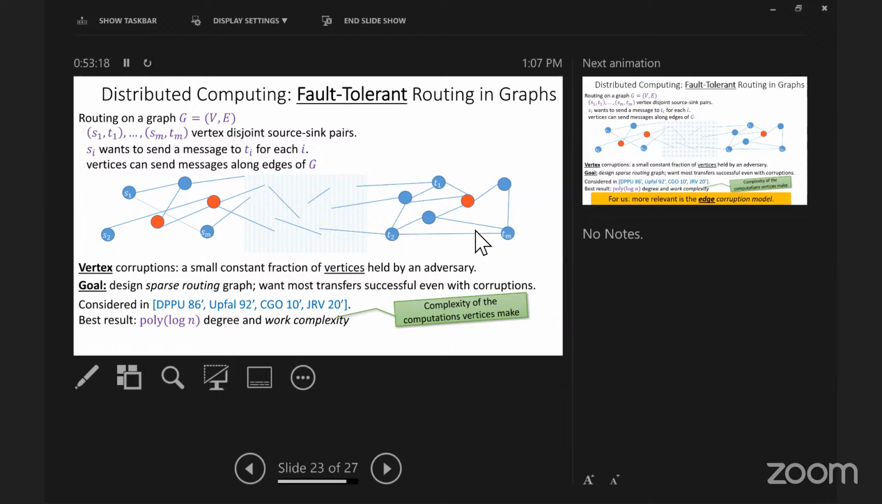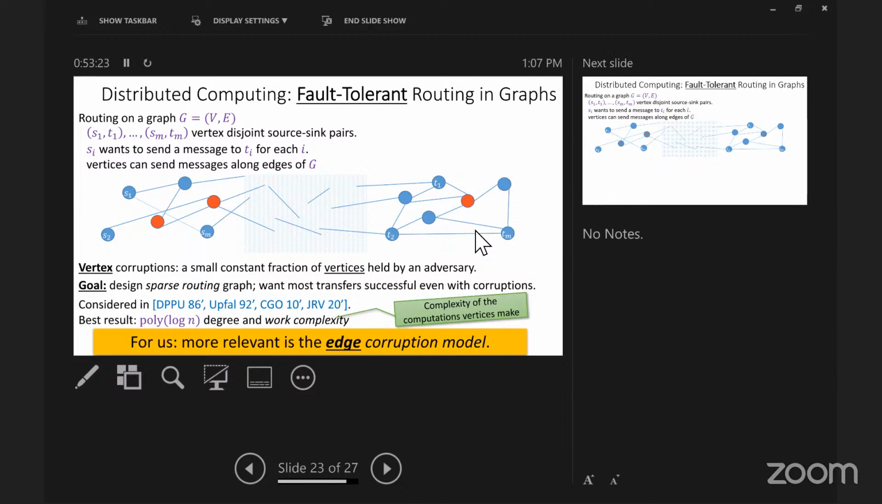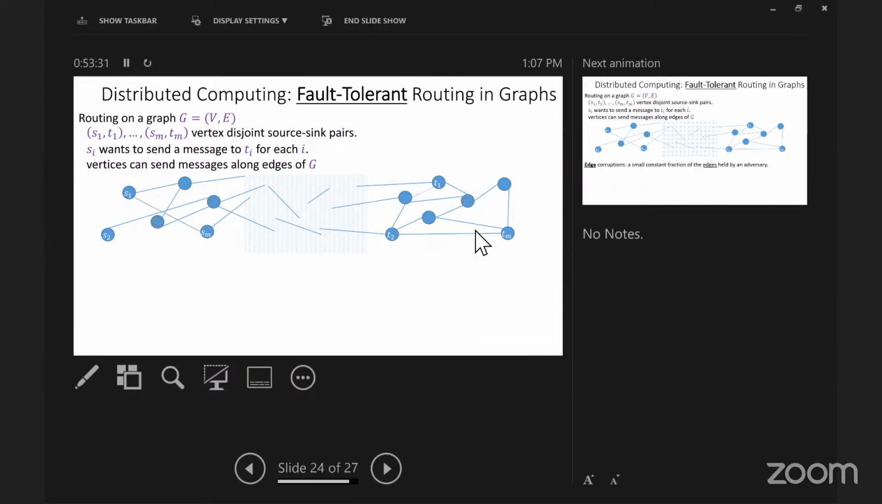So this is very nice, but unfortunately, this is not really what we want in PCPs. In PCPs, it turns out that the more relevant model is the edge corruption model, which is more general. In this model, instead of the adversary controlling a small constant fraction of the vertices, they get to control a small constant fraction of the edges. So this is clearly more power, because if an adversary wants to say, oh, I'm controlling V, he has control of the outgoing edges of it. But I can sort of control half of V and half of W, so it's more tricky.